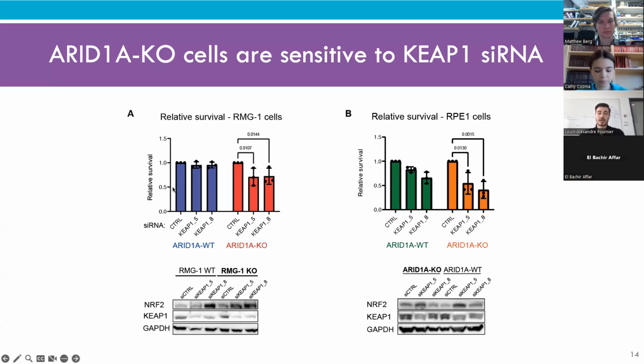To complement this data, I also generated an ARID1A knockout clone in RP1 cells using CRISPR, so as to have a second isogenic cell line pair to test on. And again, we observed very similar phenotypes in this cell line, where ARID1A knockout cells were sensitive to the knockdown of KEAP1, but not the wild type cells.